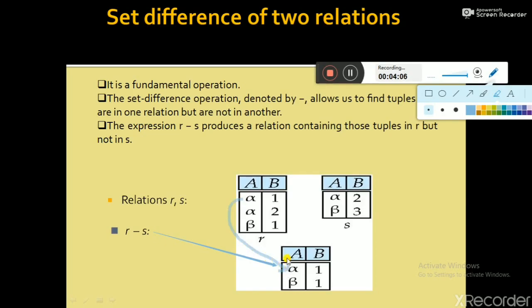Next, check whether r minus s will retain alpha 2 from r or not. For that, we have to check: alpha 2 is present in r, but alpha 2 is also present in s, so alpha 2 is not going to be over here. Next, beta 1 is present in r, but beta 1 is not present in s, so beta 1 is also going to be retained in the resultant relation. So if you perform r minus s, it will retain those tuples from relation r which are not present in s.